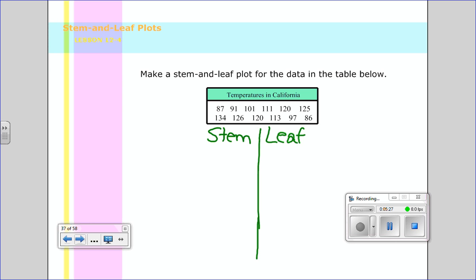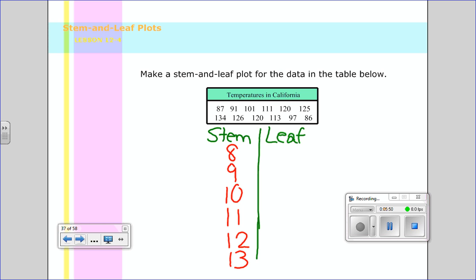All right, let's go ahead and get started, shall we? So looking at my numbers, I noticed the smallest was 87. My highest looks like it's 134. And again, if it helps me to, I could put a line between each one so I can take a look. But I know it's going to go 8, 9, 10, 11, 12, 13. All right? So now I do my leaf.